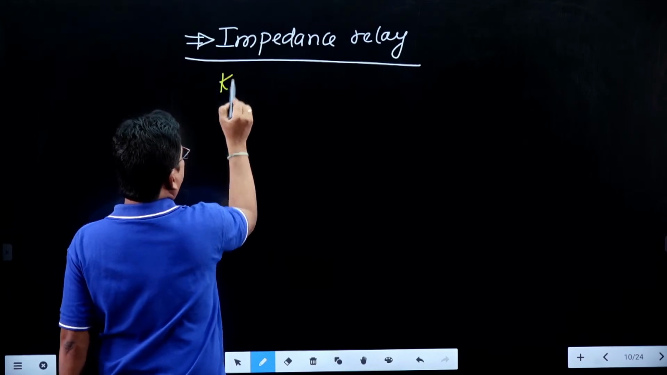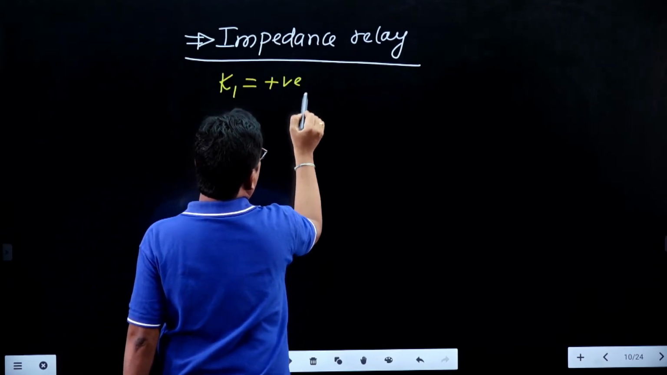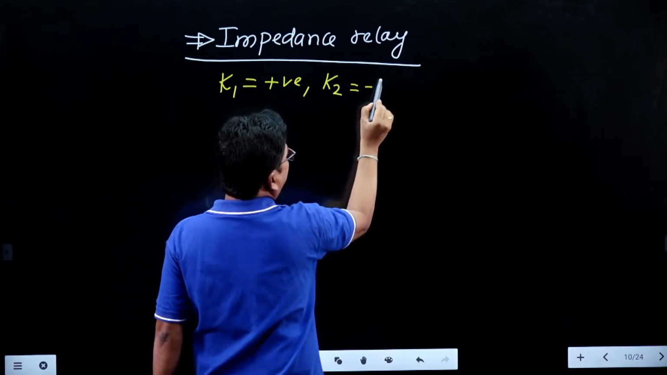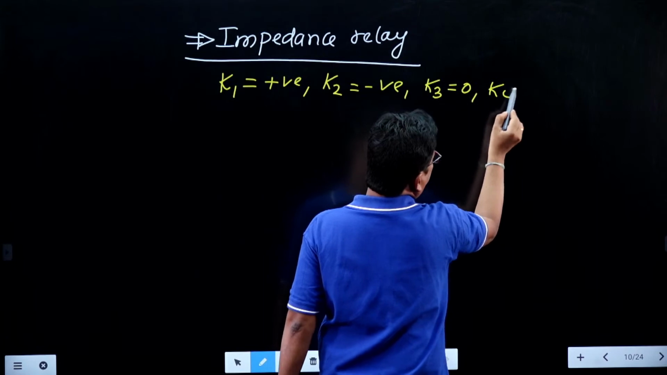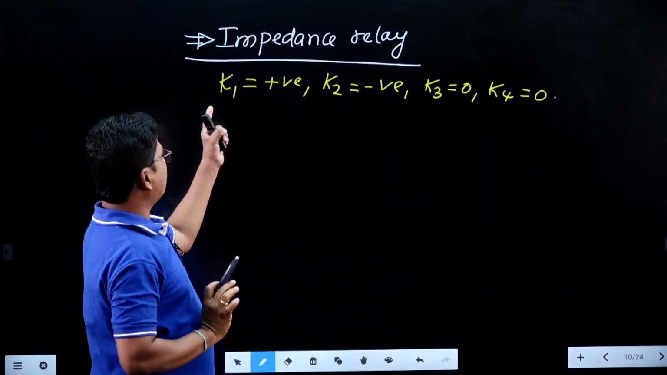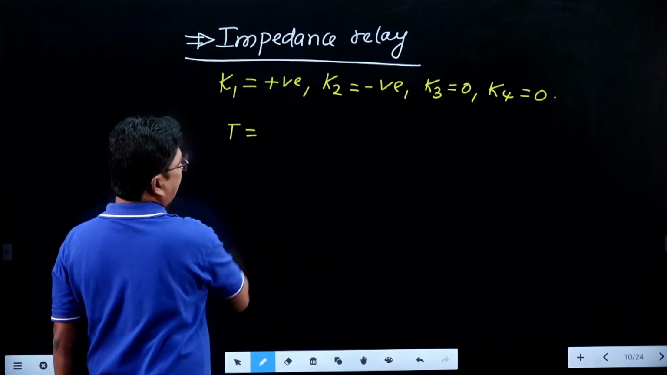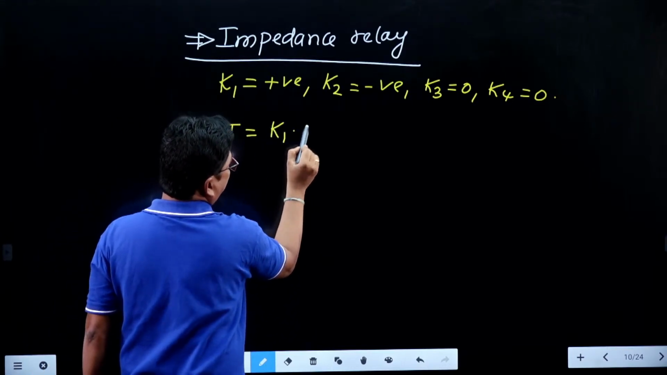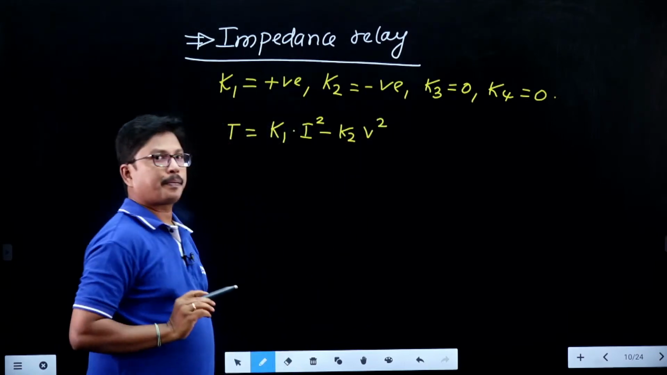so in the universal relay torque equation, some constant K1 should be positive and K2 should be negative and K3 should be 0 and K4 is always 0 for the distance relays, right? So K1 is positive, K2 is negative. So what is the torque we are having? The torque we are having is some constant K1 into I square minus K2 into V square.